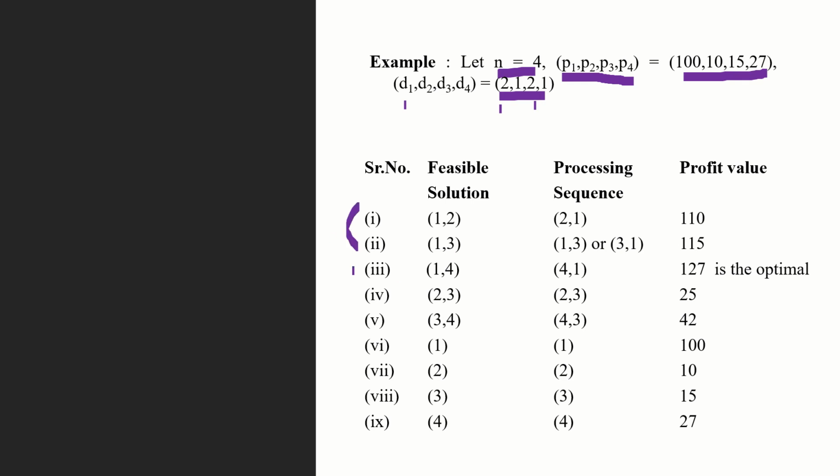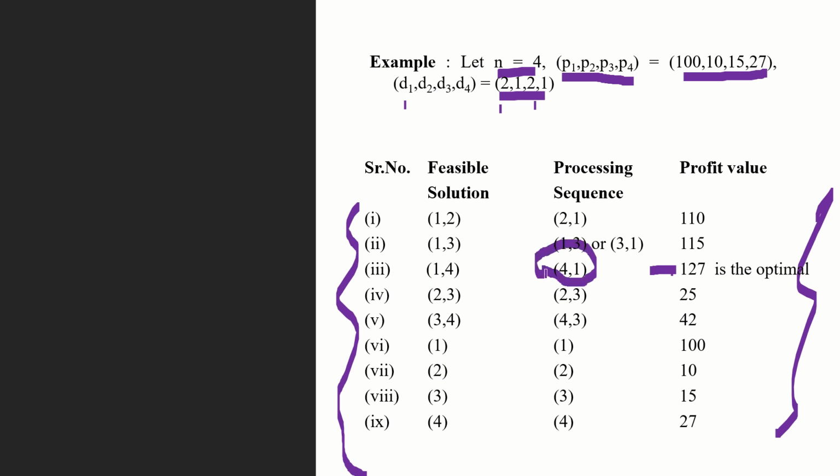So like this, these are the different possible combinations of jobs which can be selected, which can be completed before each and every deadline. And we will get a profit value like this. If you compare the different combinations, the total maximum profit you can obtain is 127, which is a combination of process 1 and process 4, processed in this sequence, that is first 4 followed by the first. You will get a profit of 127.